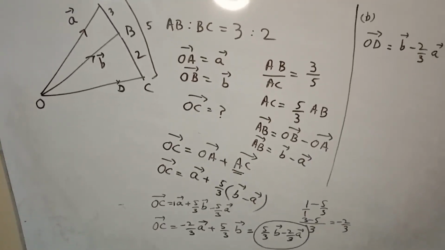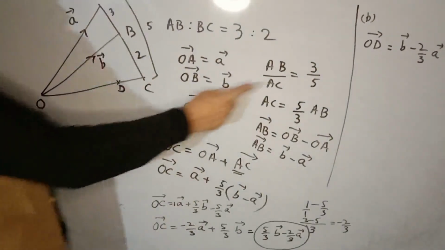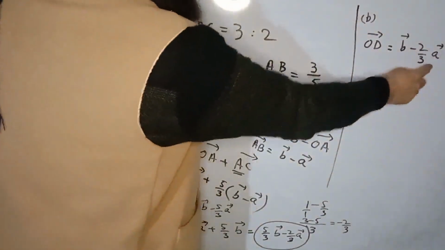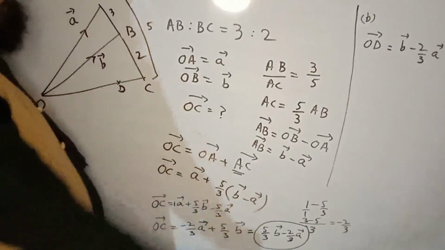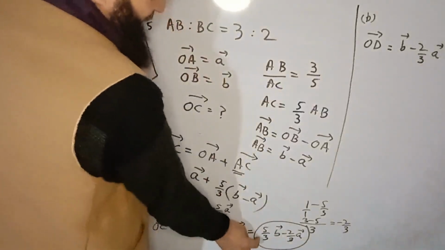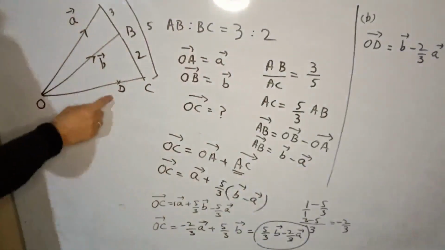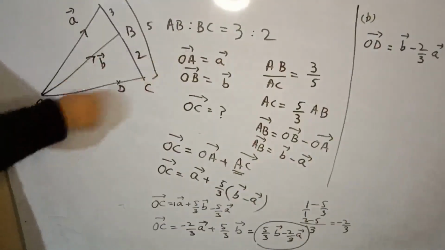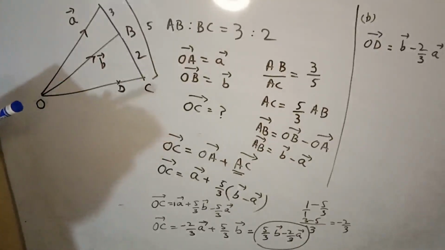Next is part B. D is a point on OC such that OD is equal to B minus 2 over 3A. We have just found that OC is 5 over 3B minus 2 over 3A. It means this is bigger than this because 5 over 3 is bigger than 1. So this is B is 1 here. So it means D is somewhere here, somewhere on this line.